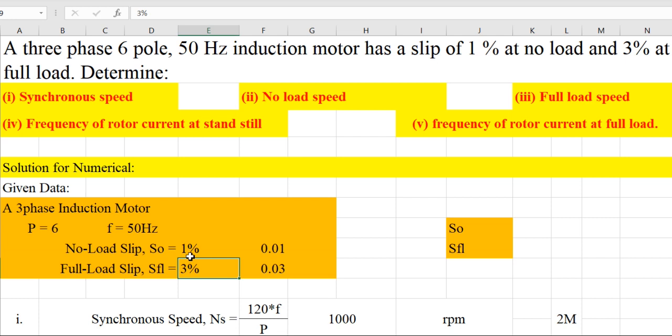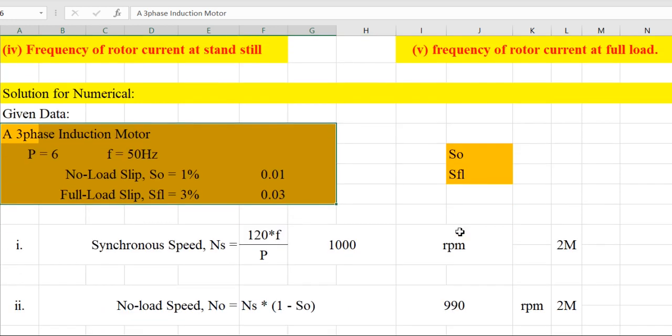But the percentage is the representation for the slip value; the actual value, you have to divide that value by 100. That will become 0.01, then 0.03. This is the given data provided in the problem. What do you need to find? The synchronous speed, no load speed, full load speed, rotor frequency at standstill, and rotor frequency at full load.